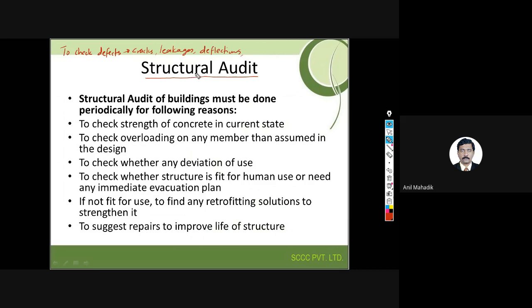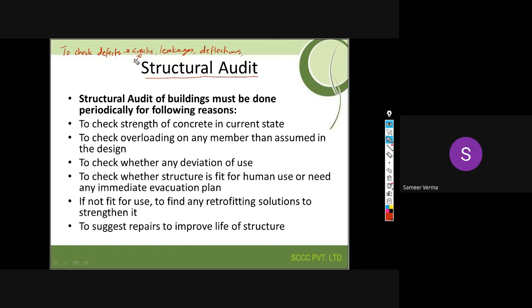So the problem is there, you see the problem, and then you try to find out the reasons behind the problem. Once you understand the reasons, then you can give solutions to the problems. So it may be cracks, leakages, deflections, like this. Anybody knows, if you see cracks, what may be your opinion for the crack?